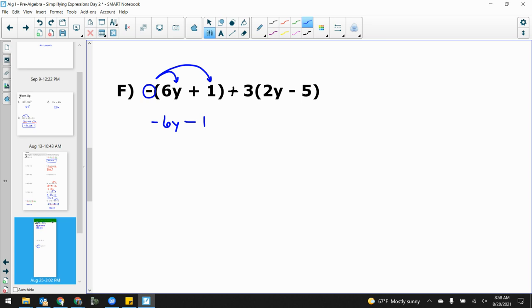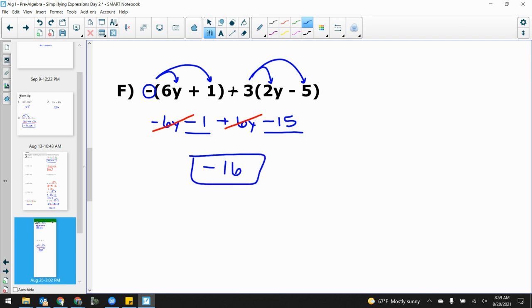Now, when we distribute this 3 in, this becomes a positive 6y minus 15. What happens with my 6y's? They cancel out. They're gone. -6y, positive 6y, they cancel out. So the only thing left over is the -1 and the -15 to become a -16. And that's my answer. Just -16.